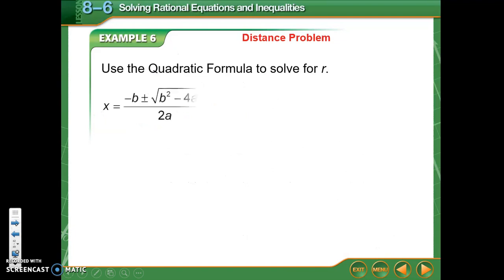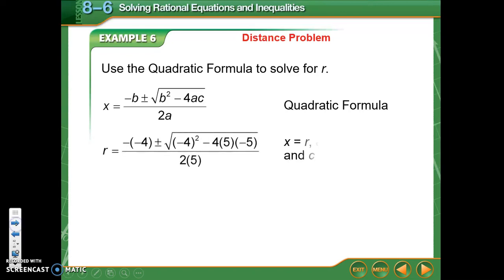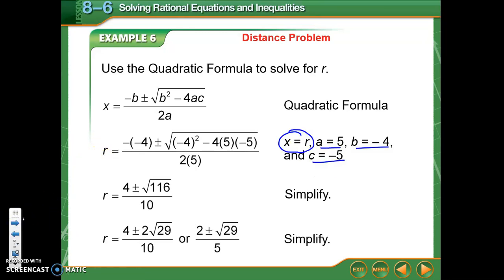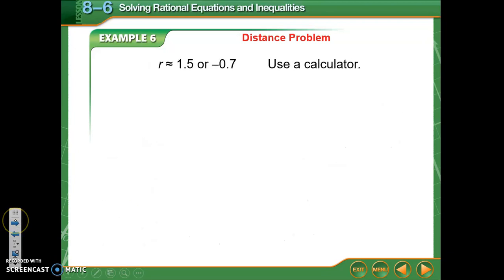I'm going to use the quadratic formula here. It's a good way to remember that: negative b plus or minus the square root of b squared minus 4ac all over 2a. If you don't know it, you need to. And I just plug in my information. A is 5, b is negative 4, and c is negative 5. In this case, my variable is r, so they just replaced x with r because I'm solving for the rate. And when I simplify this, I get two different answers: 2 plus or minus the square root of 29 over 5. And when I use a calculator, I either get 1.5 or negative 0.7.